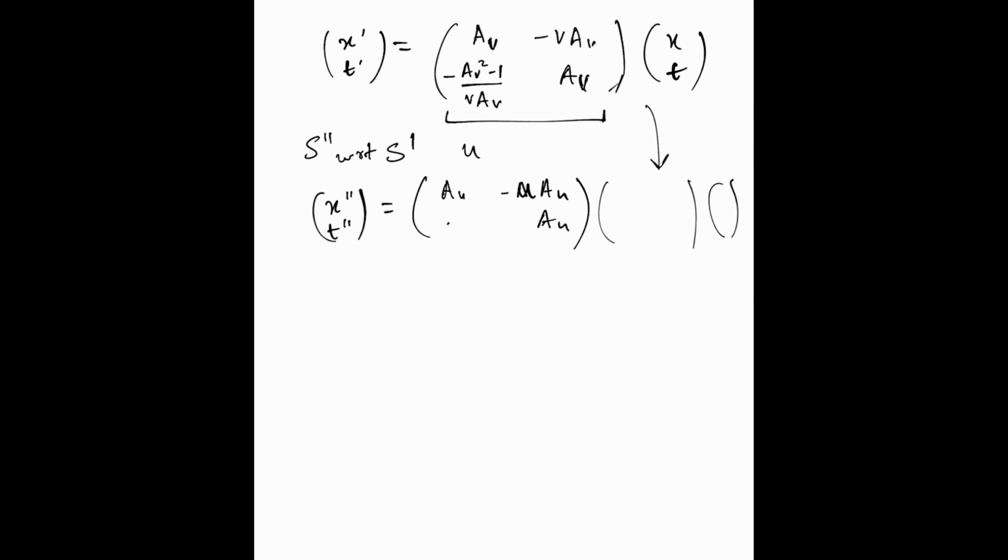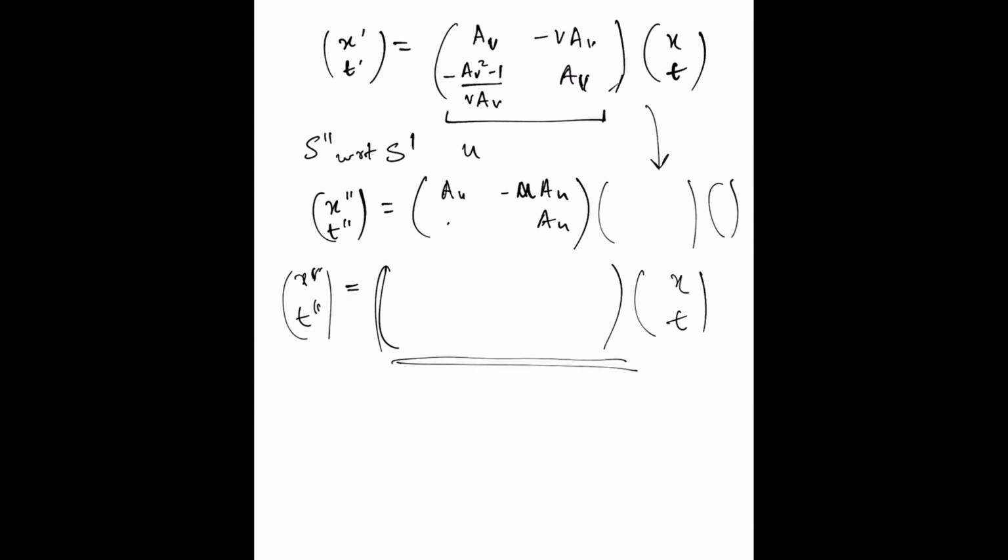So now I can multiply these two matrices, and I get some big term here. All right. But now this is some big term times xt. Now S double dash is moving inertially with respect to S dash, which is moving inertially with respect to S. So S double dash also moves with some arbitrary velocity with respect to S. So this matrix should actually also be some A of something, right? But then it should also follow the criteria in general that the first term equals the last term.